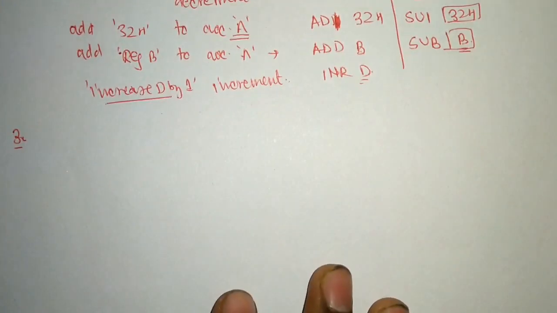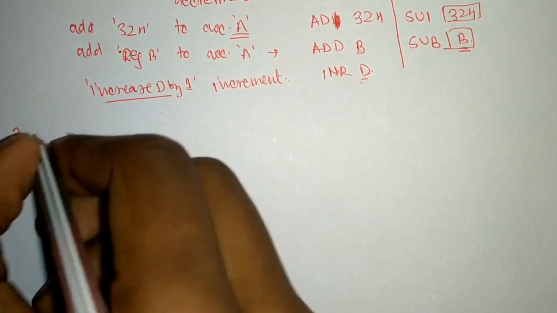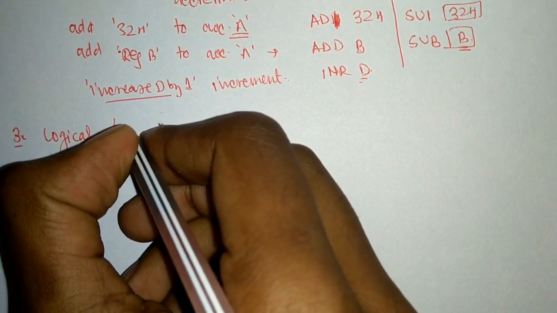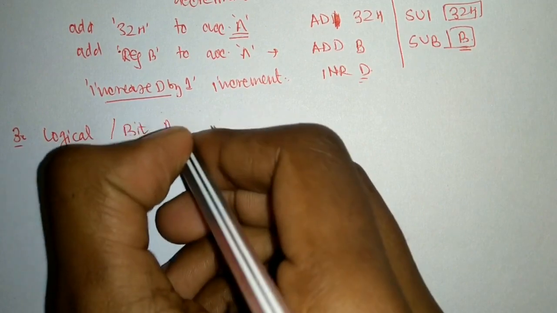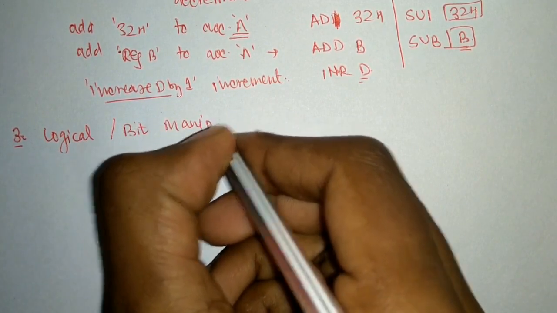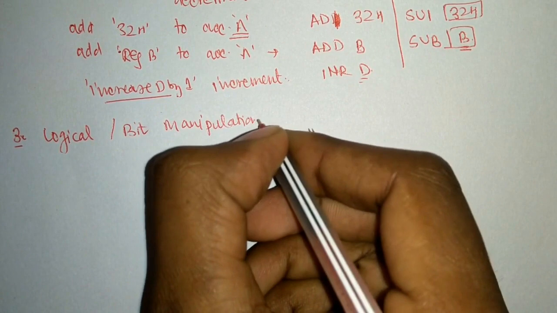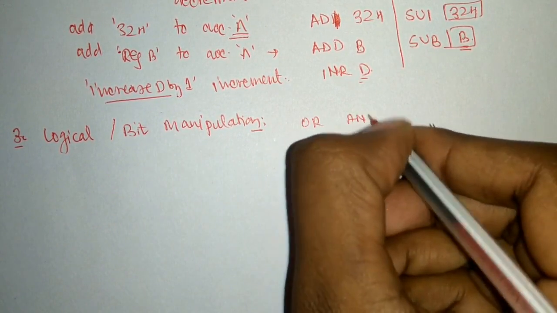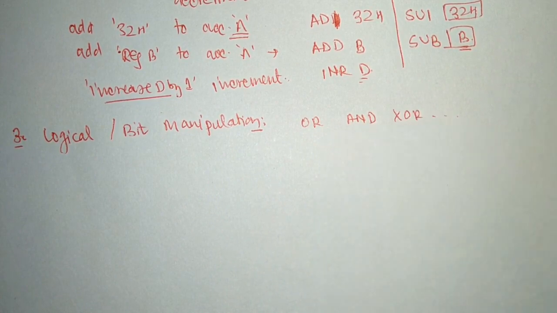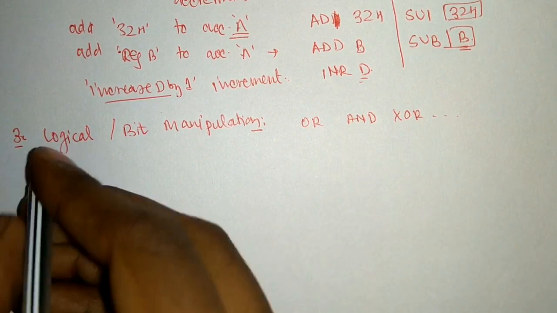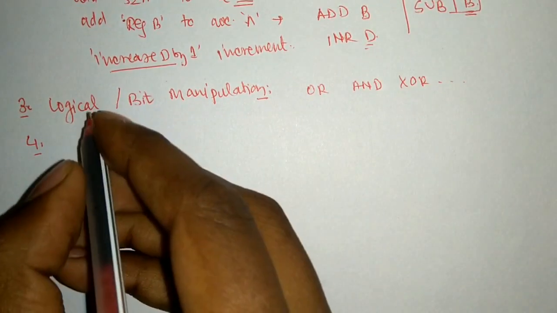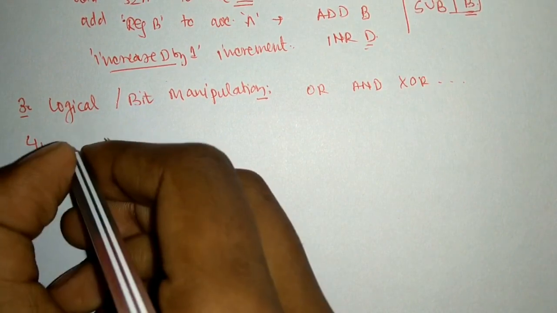The third set of instructions that it can carry are logical operations, or what we call bit manipulation. We are manipulating our data based upon bits. We can call it something like OR, AND, XOR, and all those logical operations can also be carried out with the help of a microprocessor. I will not give you an example here because that will unnecessarily complicate it and you may not even understand it.